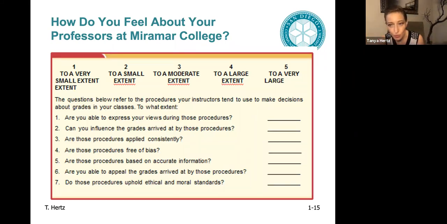So you can do this for an organization. This can also be done in any sort of situation, any time you're making a decision about fairness and trust. And I thought this was kind of interesting. I was going to ask you to think about your professors, your teachers, the educators at Miramar College. And for me, this is really important, that I be perceived, or I be trusted by the students, and that I do things right, and that people think that I'm fair, right? So justice and fairness, remember, go hand in hand.